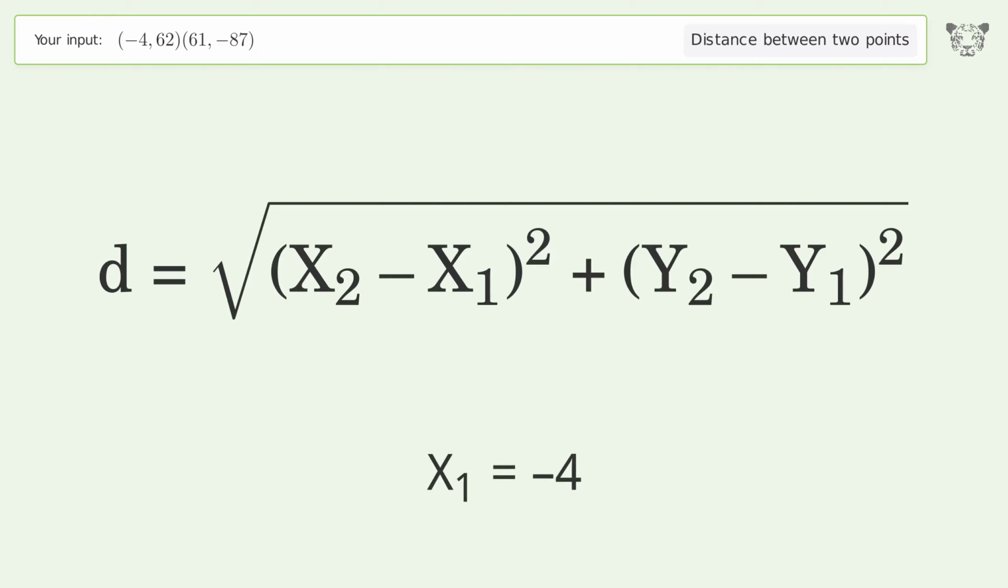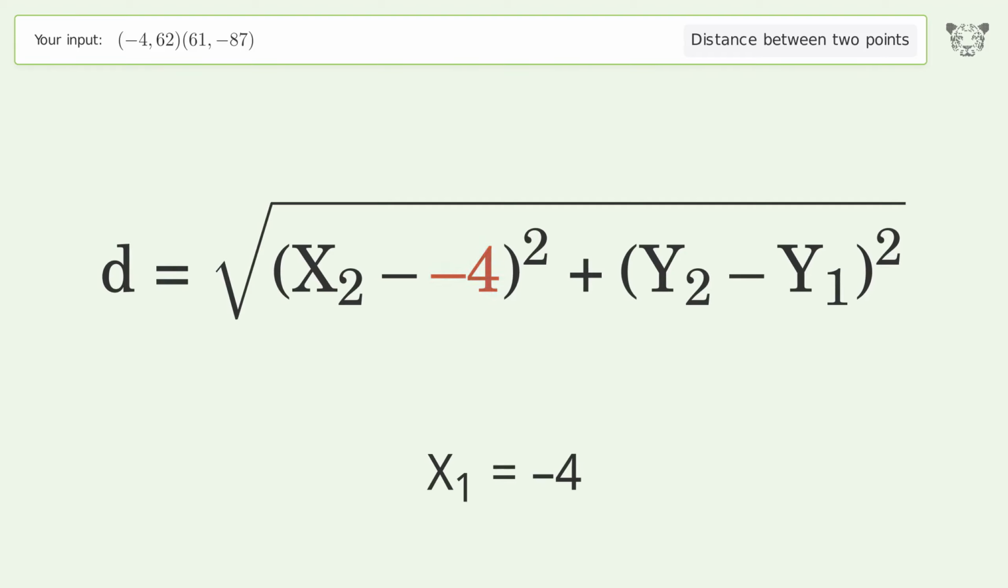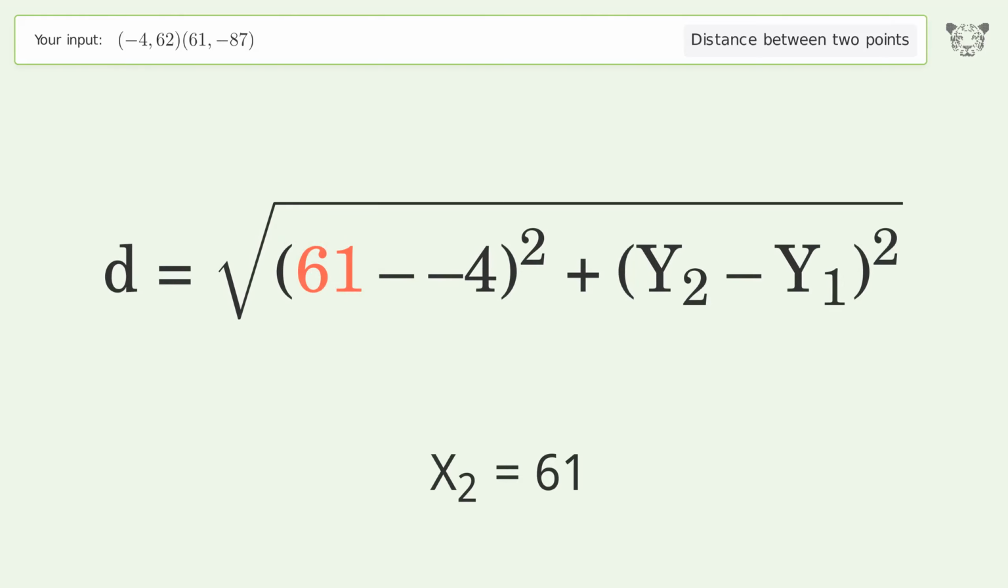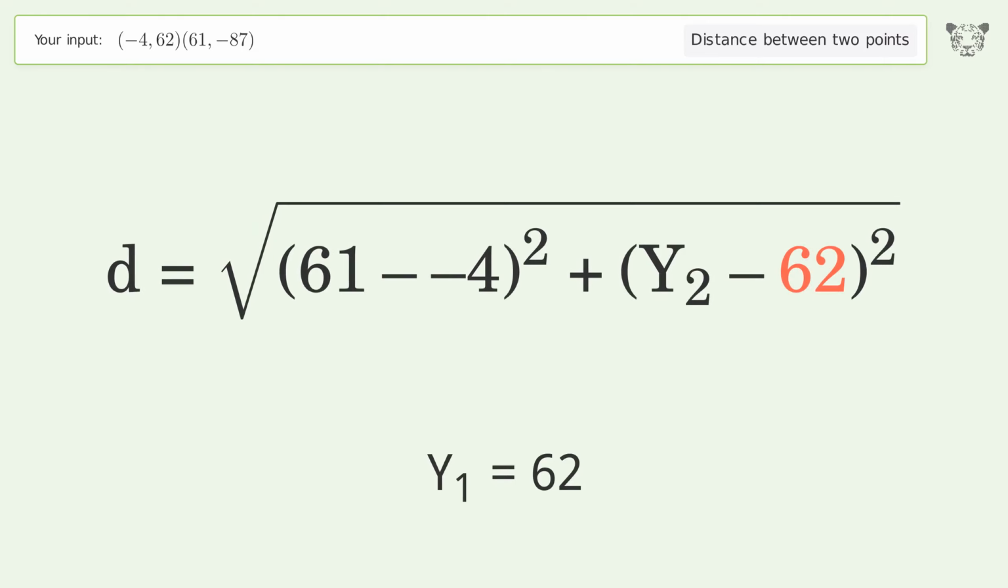x1 equals -4. x2 equals 61. y1 equals 62. y2 equals -87.